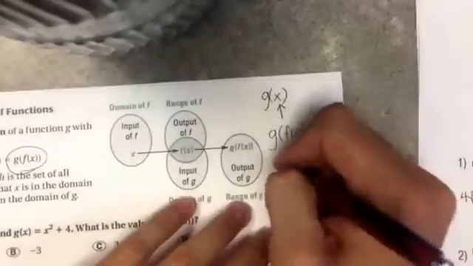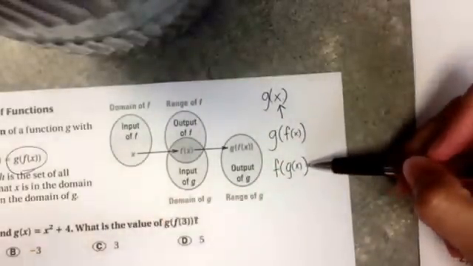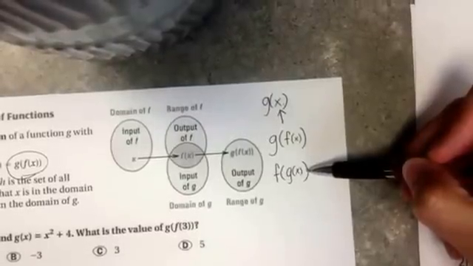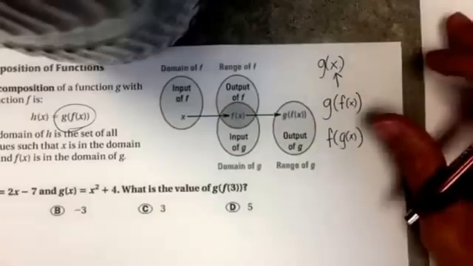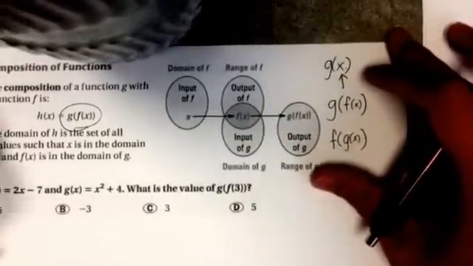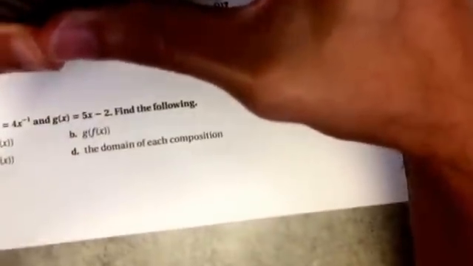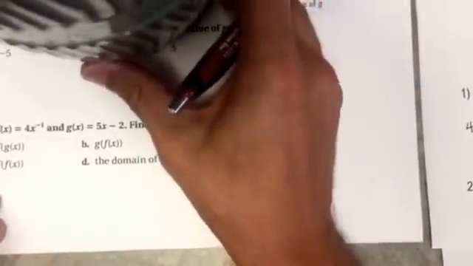I can also do it the other way around and do f of g of x. So anywhere I see an x in the f function, I'm going to take it out and put g of x in its place. We're also going to talk about how to find the domains of these different compositions, but we will do that after we've actually done a composition. So we're going to skip the first problem here, and go to the second one. The second one gives us two functions, and it asks us to do a few separate compositions.